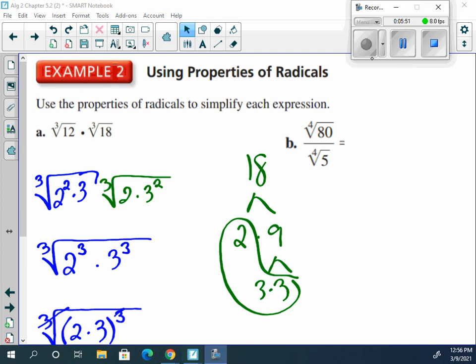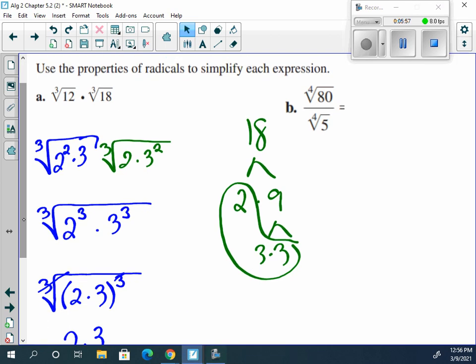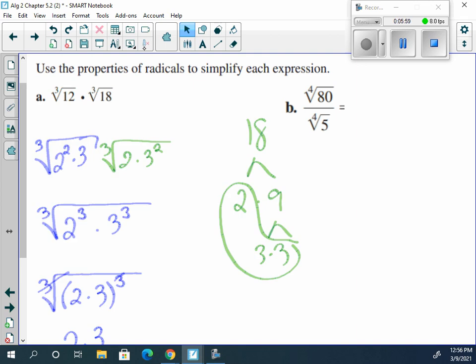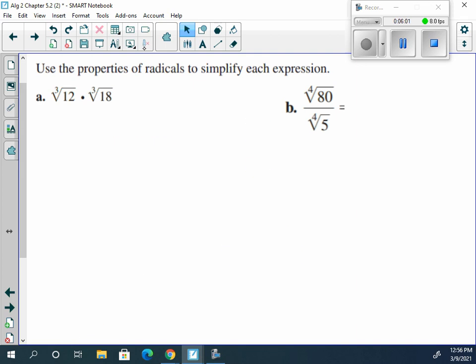Now, if we plug this into the calculator, what did it give you? 6. So it worked out. Let's look at the other one here. The 4th root of 80 over the 4th root of 5. Now, we can plug this in the calculator and we can see if it gives us an answer. And it does. It tells us it's 2. Now, let's go about seeing how this works.